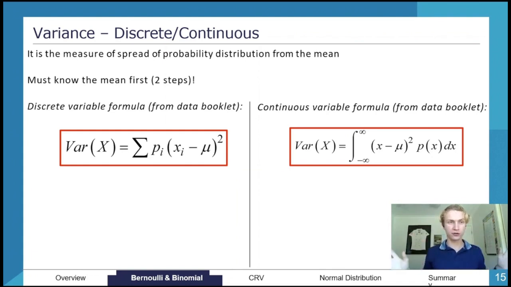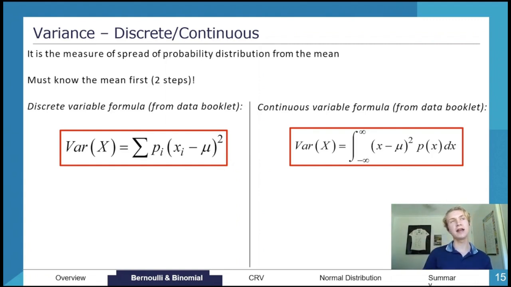So I haven't gone through an in-depth example here, but one thing to note again, you have to know the mean first to work out the variance. You need to know the mean. And so sometimes you might have a two-step question where it's like, determine the variance, and you're going to have to do the mean first. Just remember that. Don't get freaked out when you look at the data booklet.